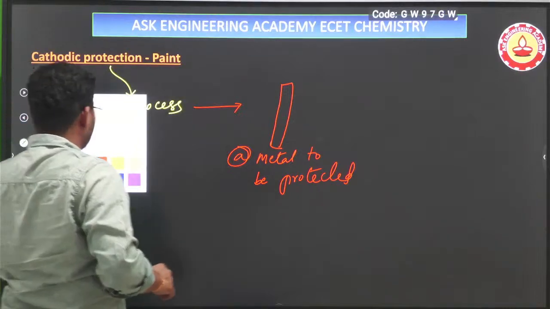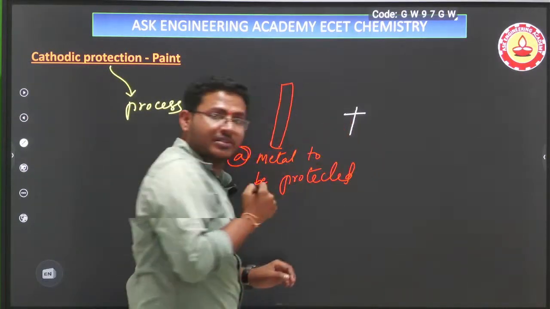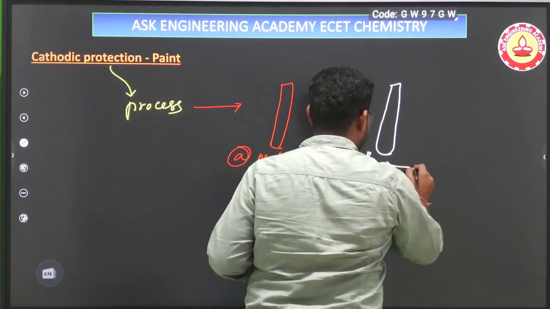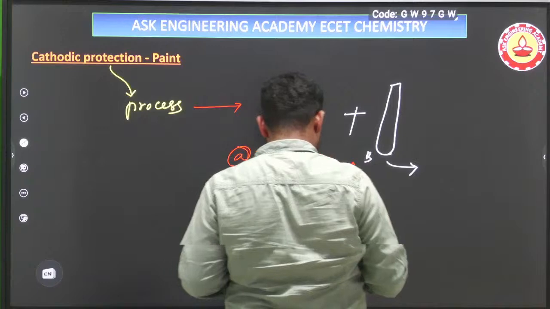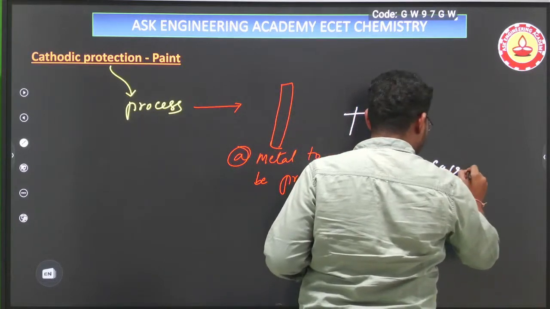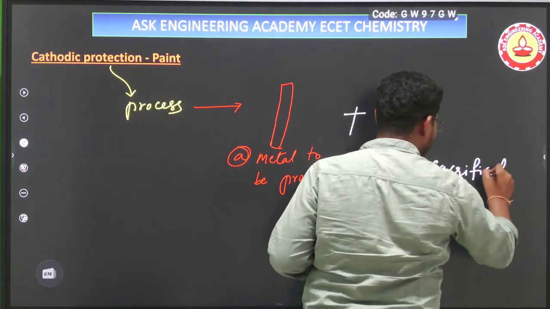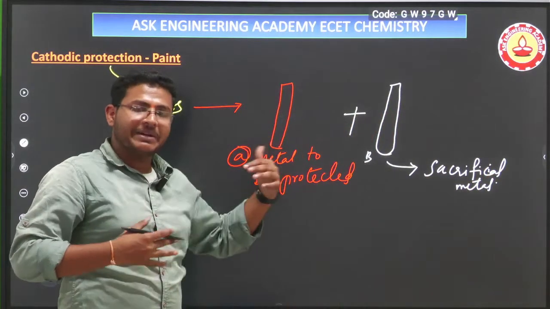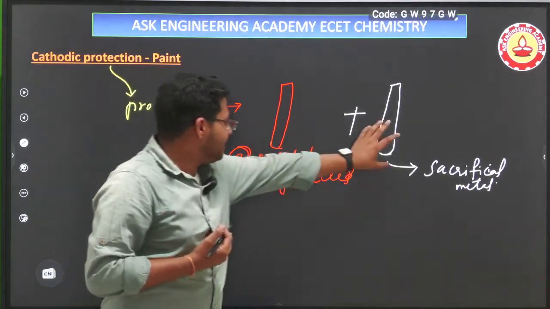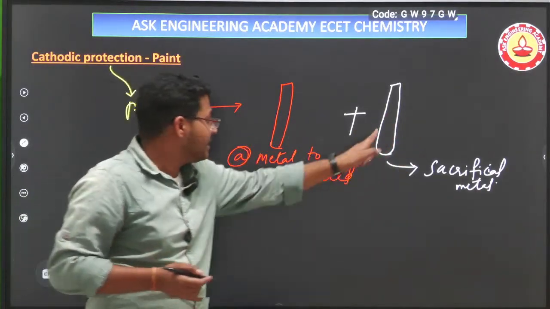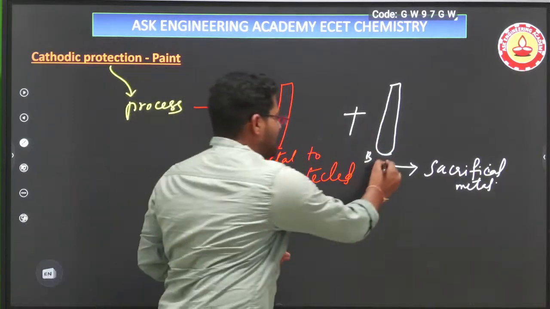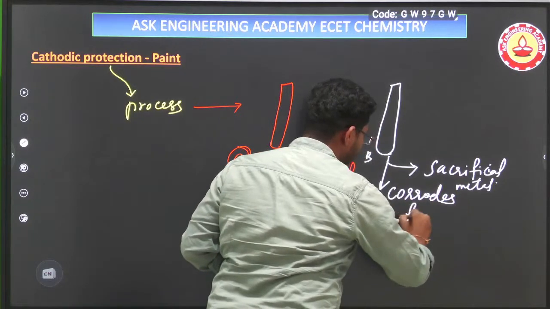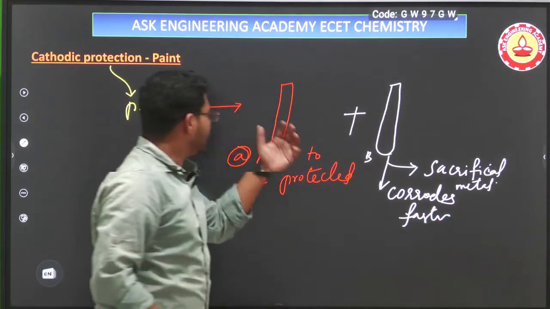Now, it is combined with another metal, which is B metal. That is a sacrificial metal. This is called a sacrificial metal. A is the metal we want to keep out of corrosion. This is B metal, which is the sacrificial metal. That means this is the metal that actually corrodes. It is the corroded metal. It corrodes faster.